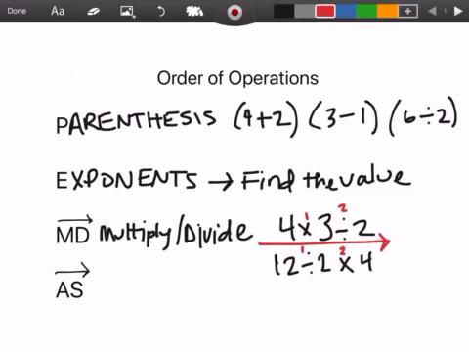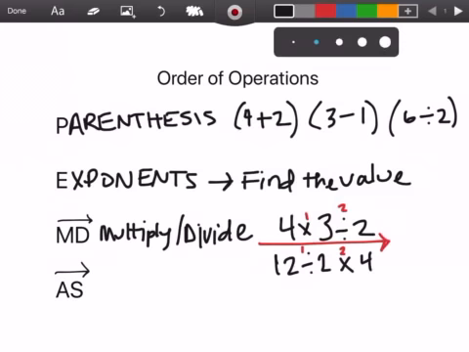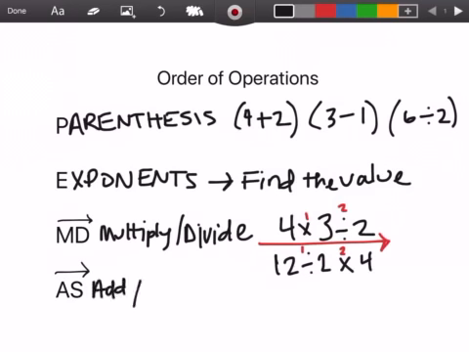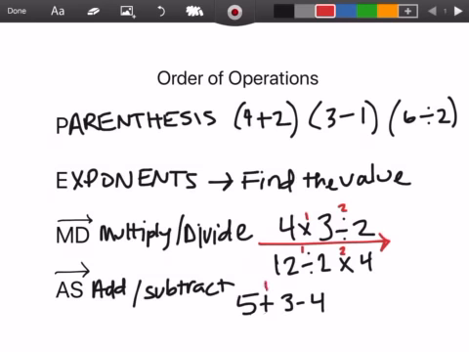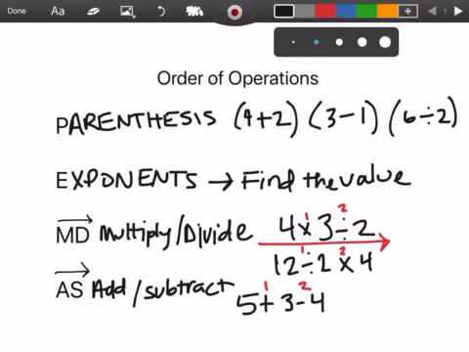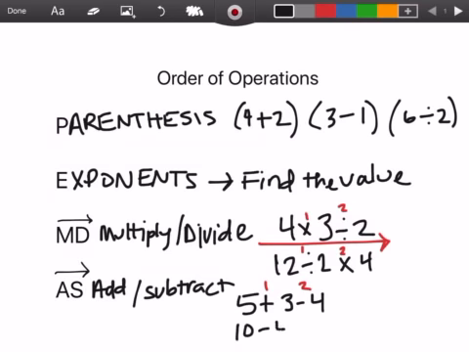Once you get to this step, okay, the same thing is true for the last step, add and subtract. We do them again from left to right. So if you have, for example, 5 plus 3 minus 4, you would add first and then subtract. But if we had 10 minus 4 plus 2, you would subtract and then add, because we go from left to right. So we're going to do 3 examples following PEMDAS for each one.